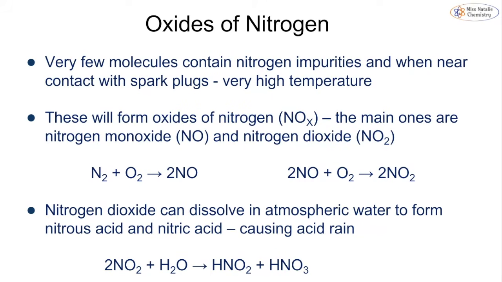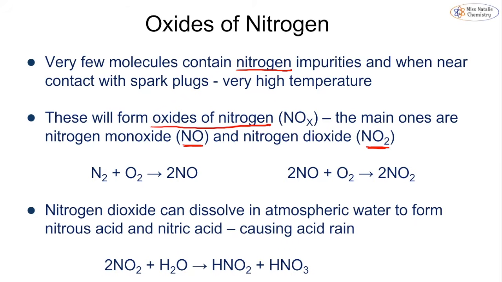We can also have the substances having some nitrogen impurities. This isn't as common as the sulfur, but it can still happen. And when we have the nitrogen in contact with something like a spark plug in a car, so when we're using this fuel, giving us a very high temperature, we can make different oxides of nitrogen, and we would term these as NOx, where X can be varying numbers. But the main two are nitrogen monoxide, NO, and nitrogen dioxide, NO2. And we can see how these are formed from these equations.